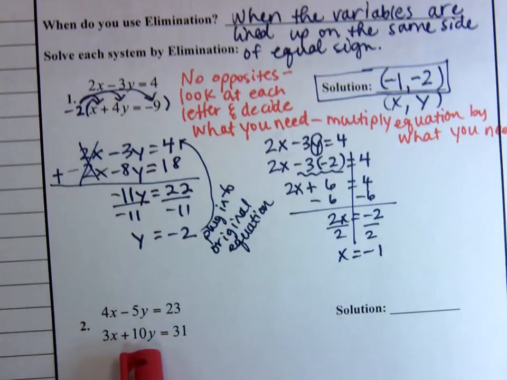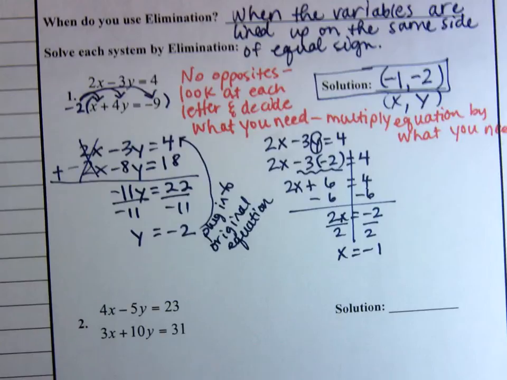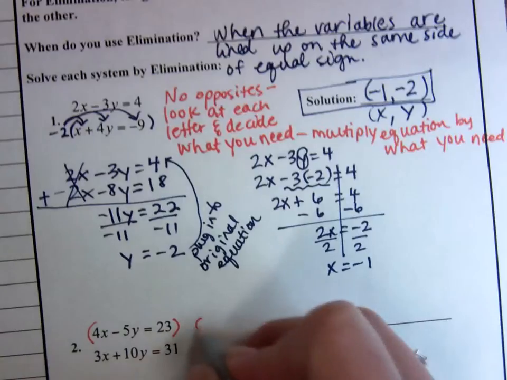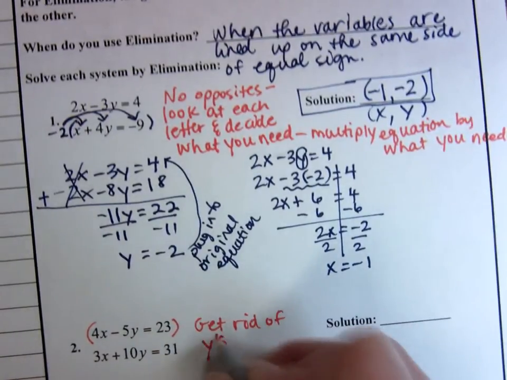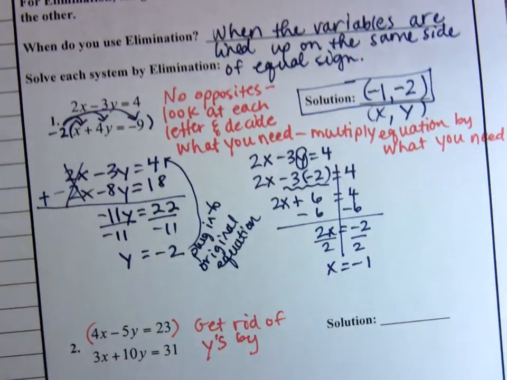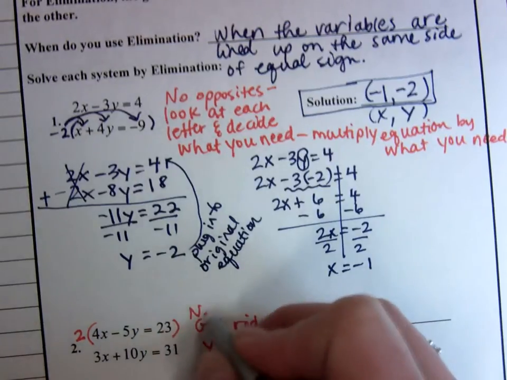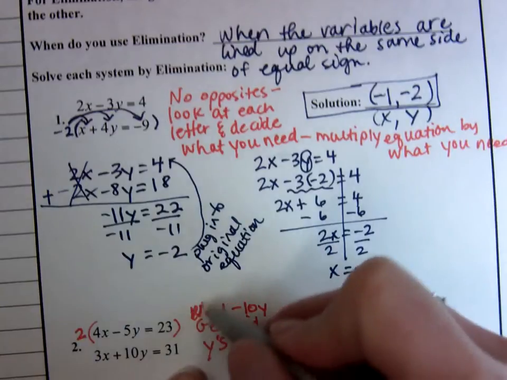Is there something you can multiply by the top one, the -5, to get me 10? Yes, I need this to be a -10y, right? So if I need this to be a -10y, what would I need to multiply that top equation by? So we're going to get rid of the y's by doing what? Multiplying that top equation by a 2, because we need a -10y. Let's write that underneath.